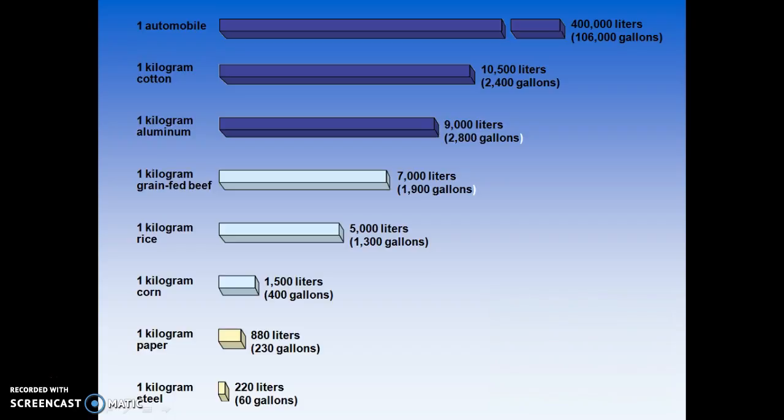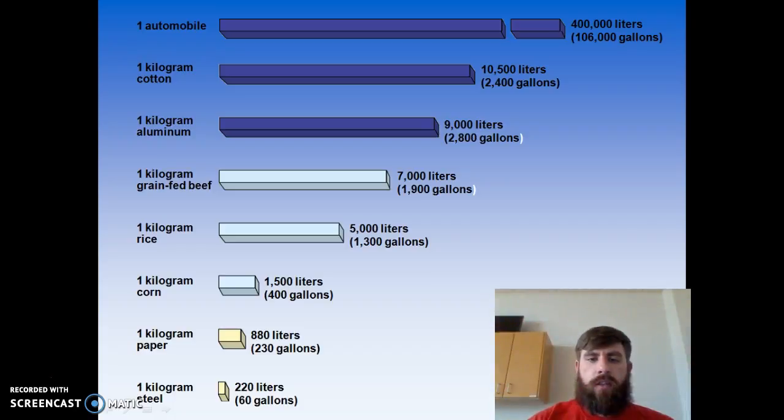I just want to show you how water is actually used here. And this is globally, not specifically the United States, but people don't realize how much water actually gets used. One automobile can take up to 106,000 gallons of water to produce. Cotton is a very delicate crop. It needs a lot of water to produce. And so you can see how much water is needed for a kilogram of cotton.